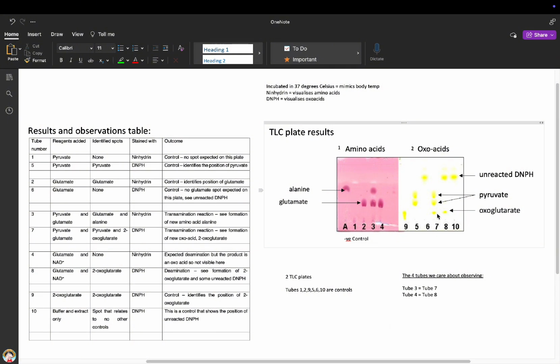Right. Let's look at tube 3, which had the same reactants as tube 7, but was stained for amino acids. I see 2 spots. One lines up with the glutamate control, and there's a second one. That must be the alanine. Precisely. Tubes 3 and 7 are showcasing the same transamination reaction, but visualized from different perspectives. It's a beautiful example of how scientists use different techniques to confirm their findings.